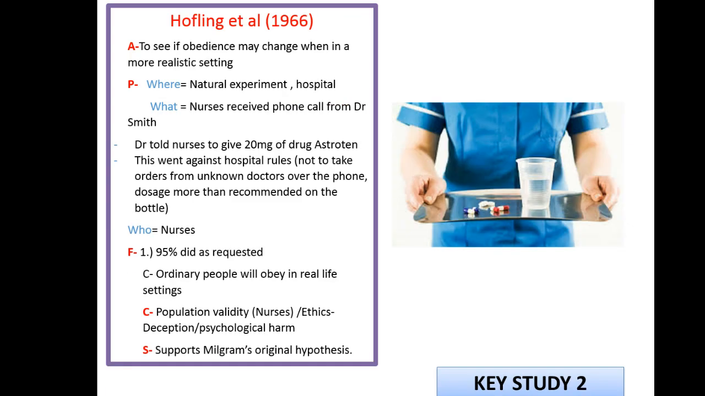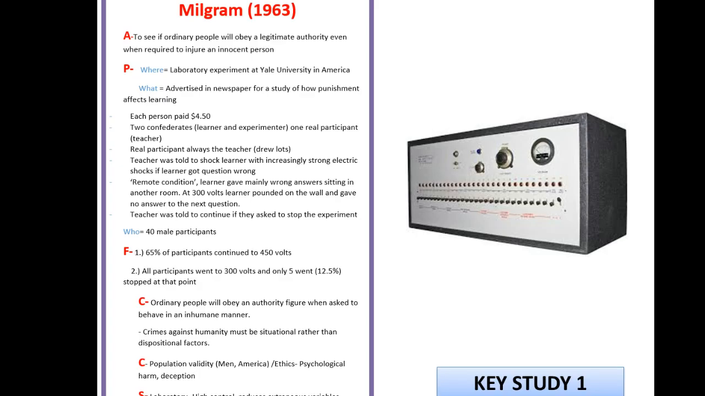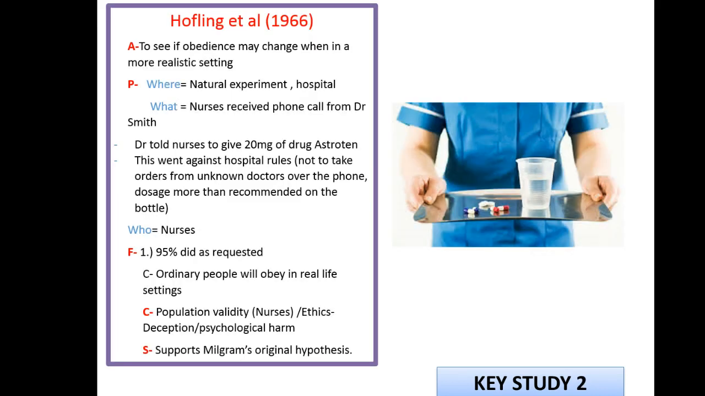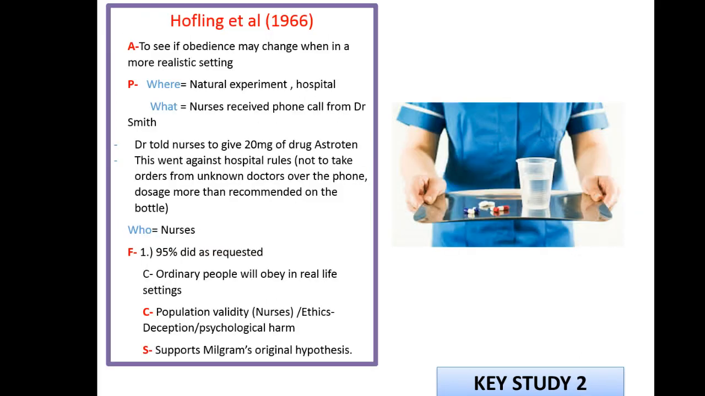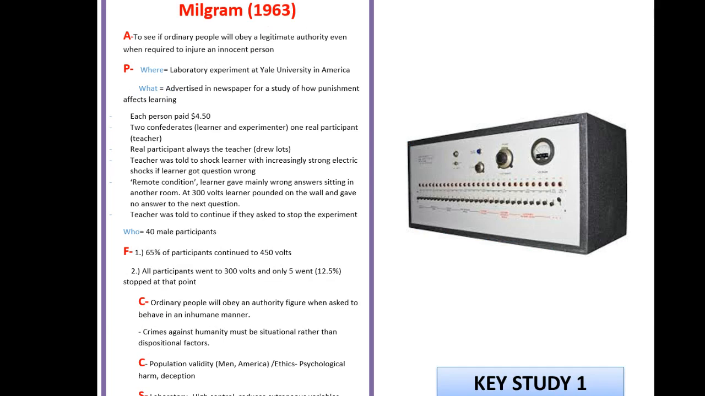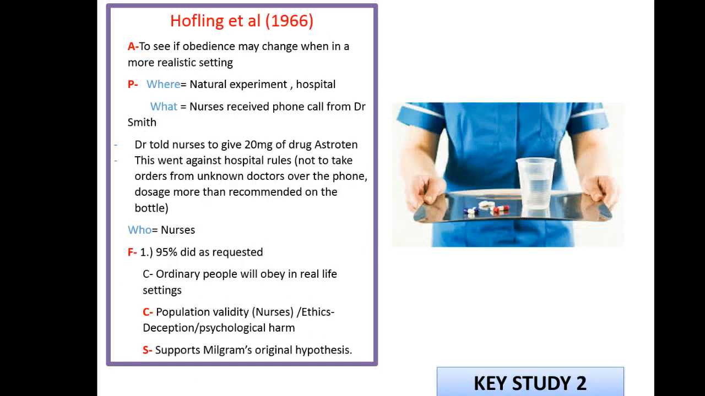So make sure you go back, and obviously you know what obedience is. You look at the three key studies. Milgram is, if anything, the most important key study, and then you've got Hofling et al. as your supporting study, and then Rank and Jacobson. If anything, know the first two, especially Milgram. If you started to see a pattern here, psychology is a lot about the research that goes into it and what it finds out, how it supports these particular types of explanations.